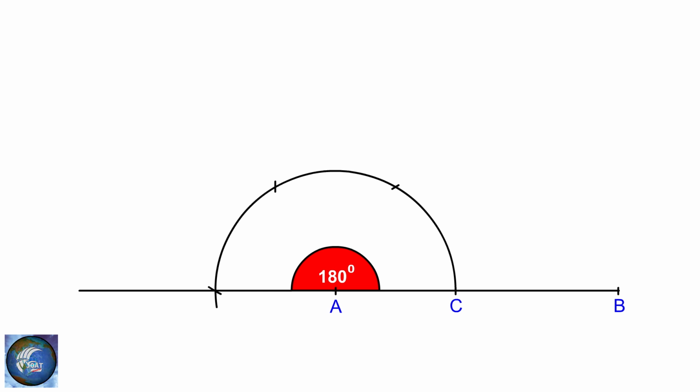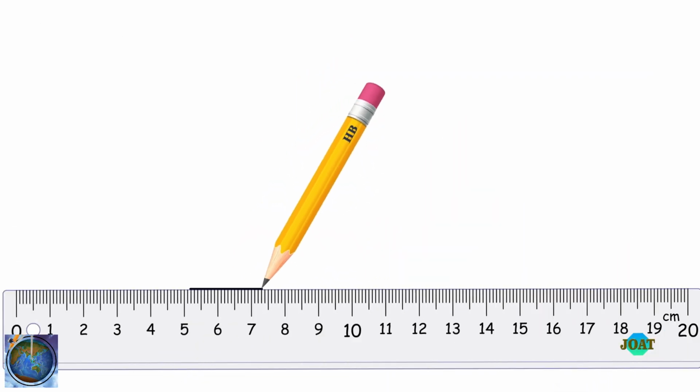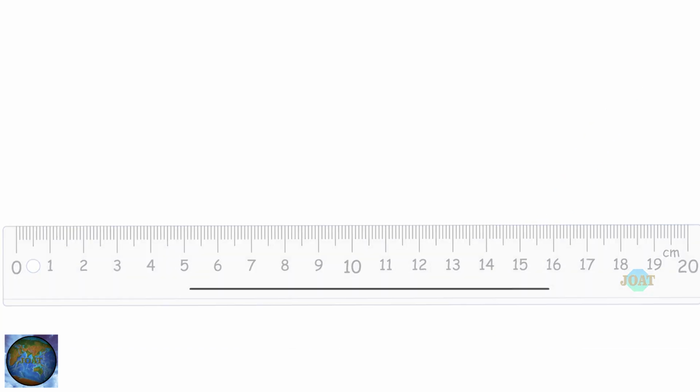That is how to construct a 180-degree angle without using a protractor. Now, let me show you another method of constructing a 180-degree angle without using a protractor so that you can choose the method that suits you best. Draw a straight line and mark points A, B, and O on it, as shown.